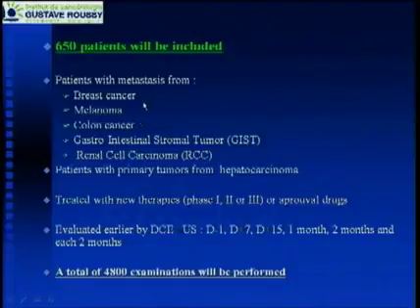So for example, this is a patient with metastasis from breast cancer treated with Avastin and chemotherapy. This is melanoma treated with sorafenib, colon cancer treated with Avastin and chemotherapy, GIST treated with sunitinib and Glivec, renal cell carcinoma with the 5 approved drugs that we explained at the beginning of this talk, and the HCC with Nexavar. And we standardize the methodology.